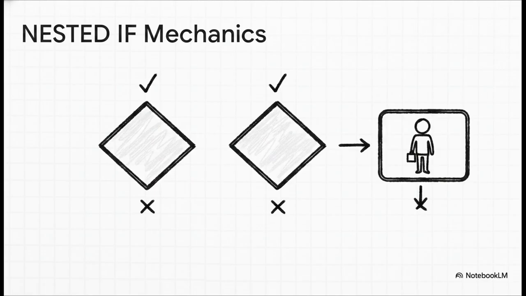Is the age less than 60? That is also true. Only because both conditions are true, the computer prints working adult. If you fail either of those checks, the computer does nothing. You have to pass both gateways to reach the core action.